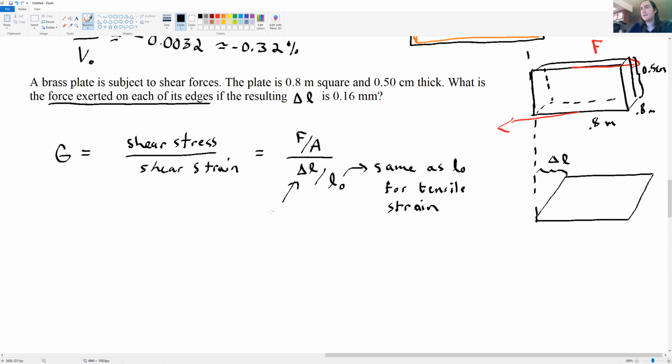And this delta L is now a sideways change. I should use better language: this is parallel to the shear force. So it's the sideways delta L in this diagram, but it is the delta L in the parallel direction with the force. Any questions about that one, or are we good to get started? Give me a thumbs up if we're good.